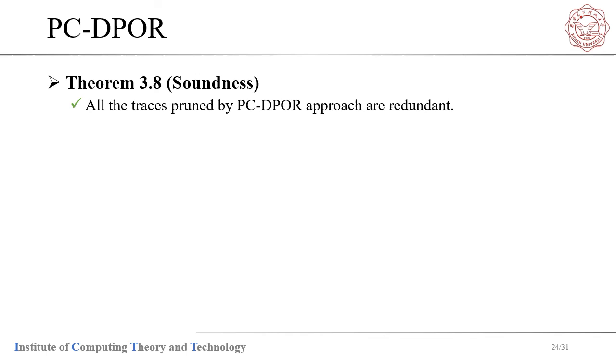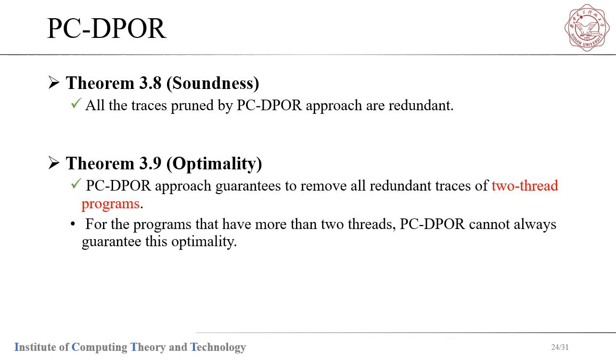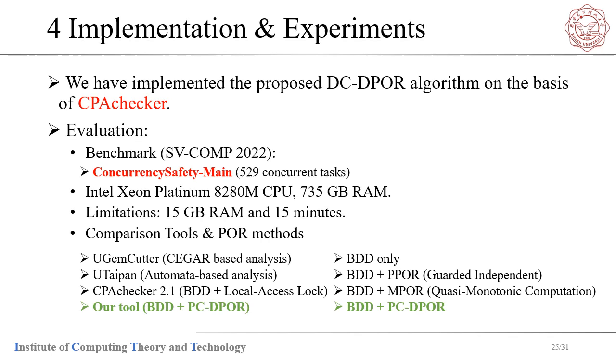We have proved that all the traces framed by the PC-DPOR approach are redundant, and our approach guarantees to remove all redundant traces of two-thread programs. And for programs that have more than two threads, PC-DPOR cannot always guarantee this optimality. We have implemented the PC-DPOR algorithm on the basis of CP-Checker, which supports BDD-based reachability analysis.